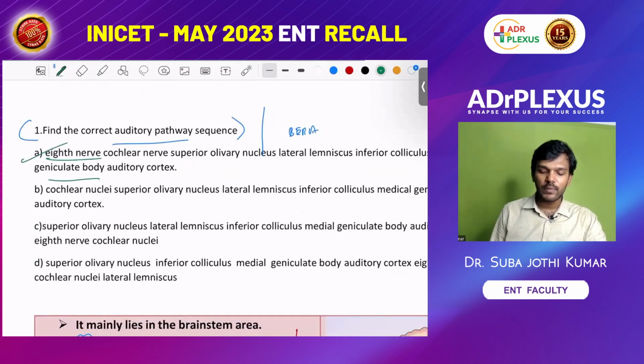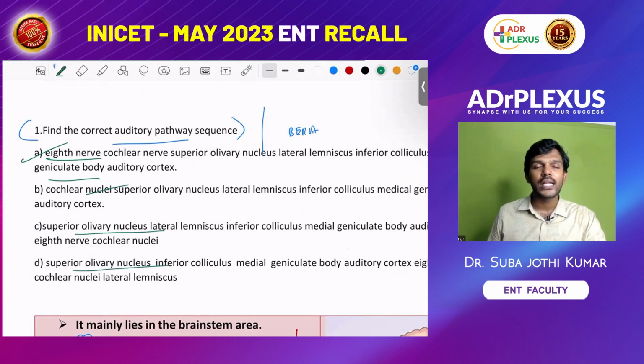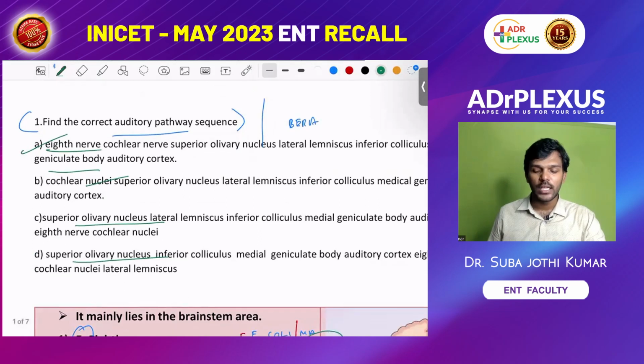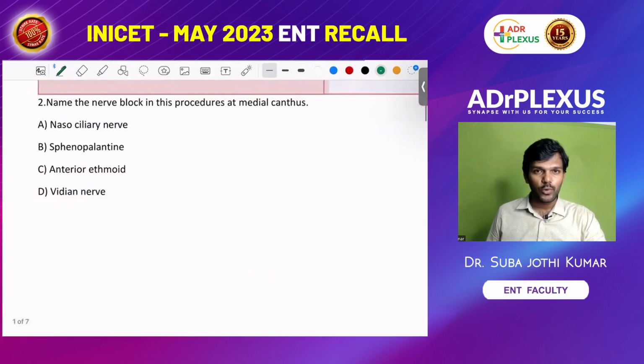Starting with the cochlear nucleus, starting with the olivary nucleus can't be the right answers for this particular question. Clear? I hope you understood that particular discussion. Next, we jump into the next question from rhinology.